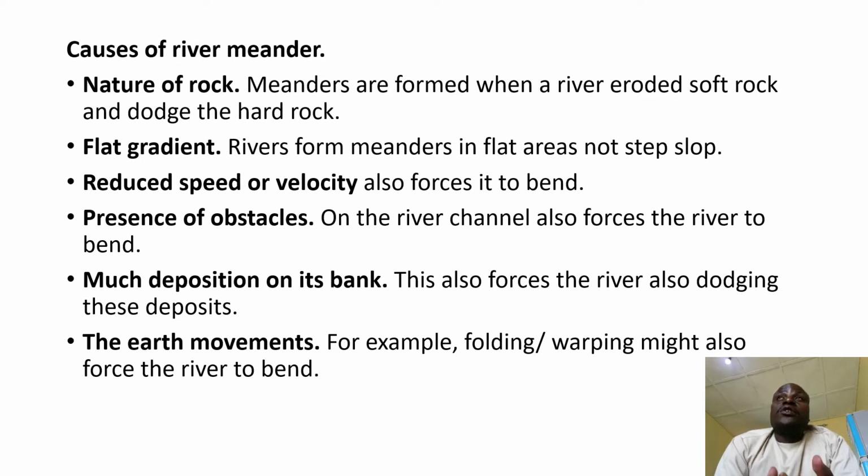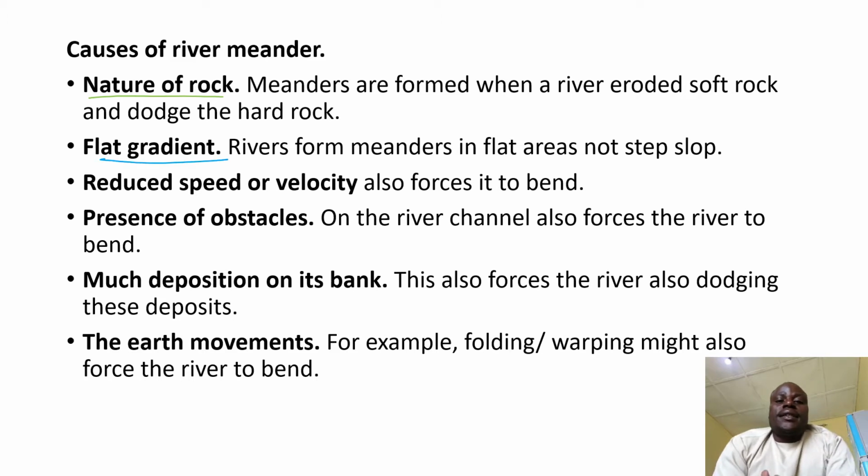River meanders may not only be caused by the river dodging its depositional materials, there might be other causes. For example, one, the nature of the rock. A river bends because it is trying to dodge a hard rock following a soft rock. A hard rock becomes a barrier to the river direction, and as it is trying to dodge a hard rock, it bends.